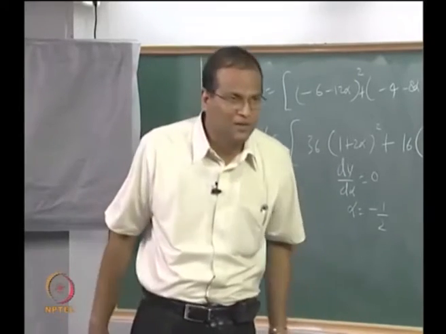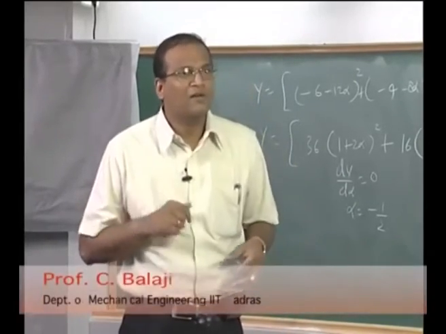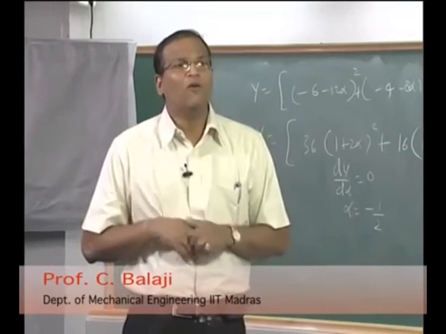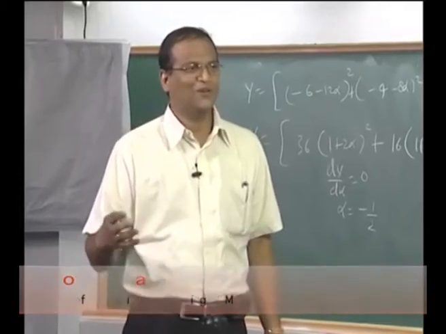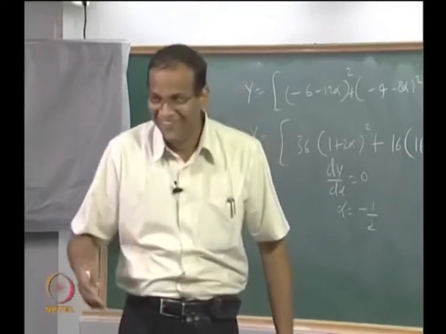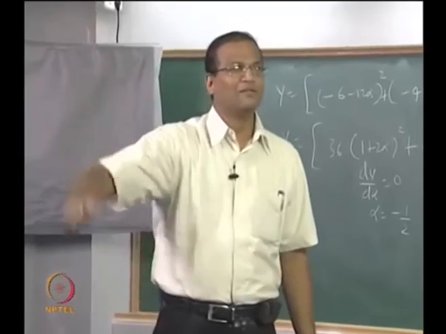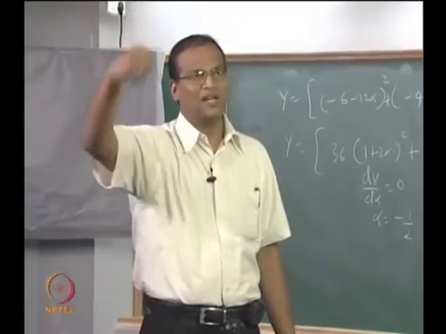Then came Newton's method. What is the difference between Cauchy's method and Newton's? Why should only the first derivative be taken? I will take the second derivative also. That is Newton's method. We will take the second derivative and make it quadratically convergent.